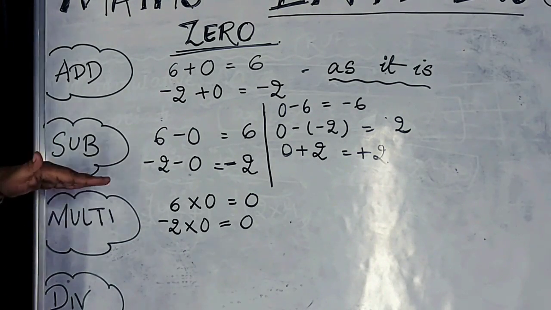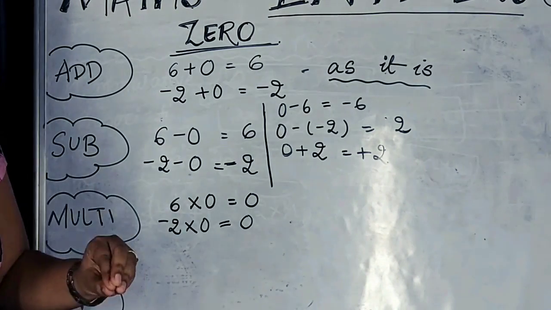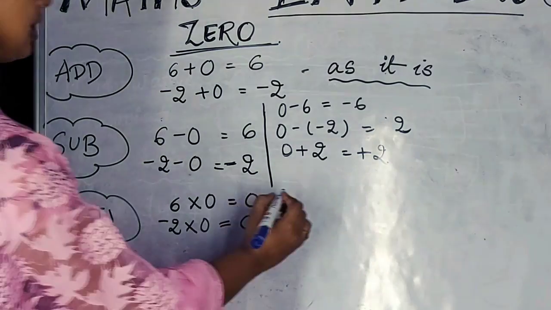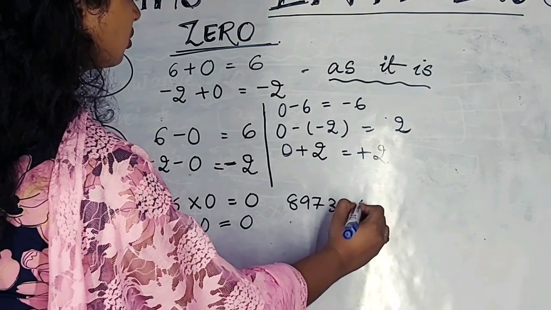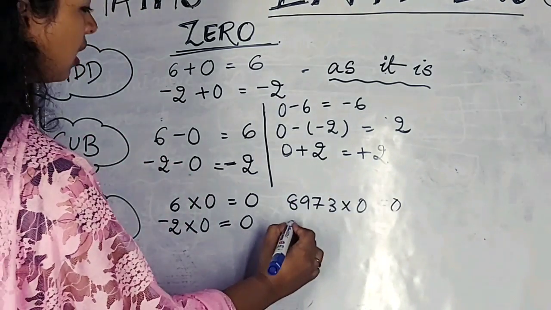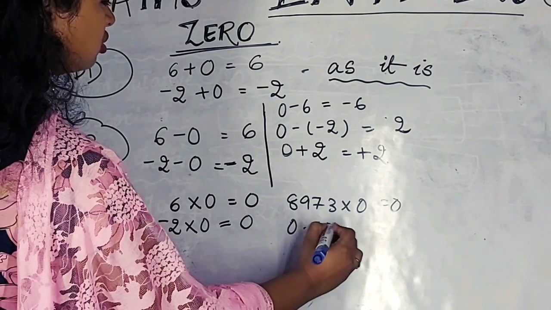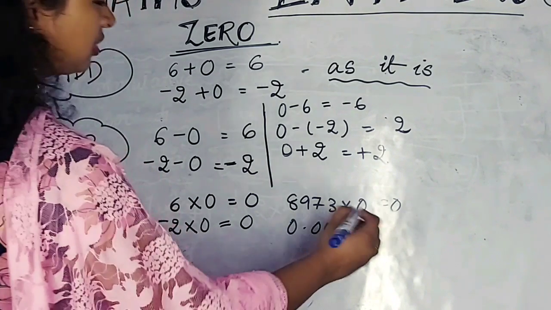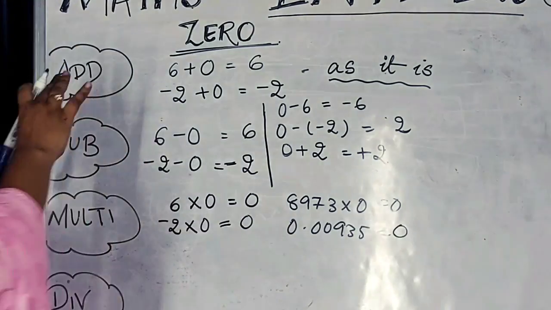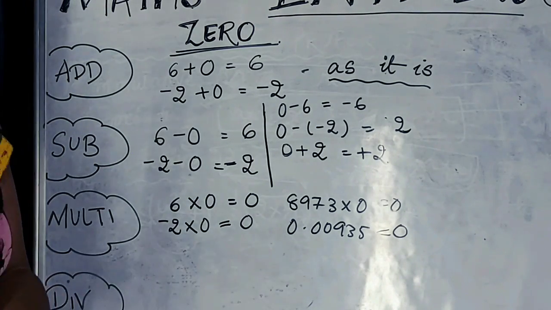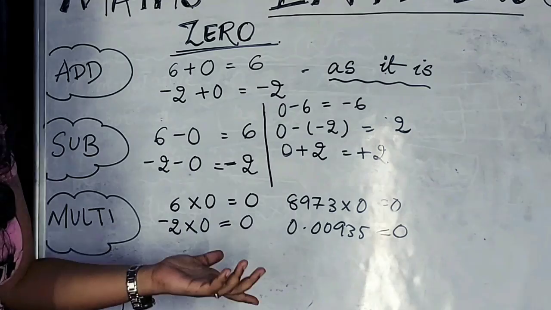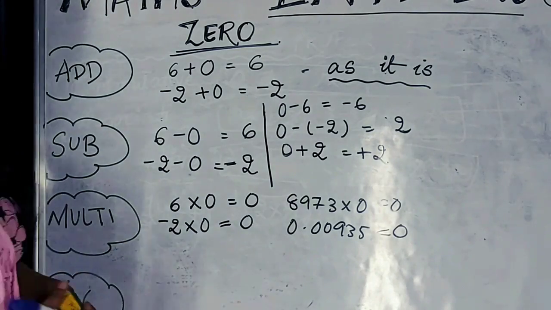So, if you multiply any number, be it 8, 9, 7, 3 into 0, it equals 0, or 0.300935, any such number, whichever number you multiply, either it's a very huge number or a very small number, the same answer you are going to get is 0.